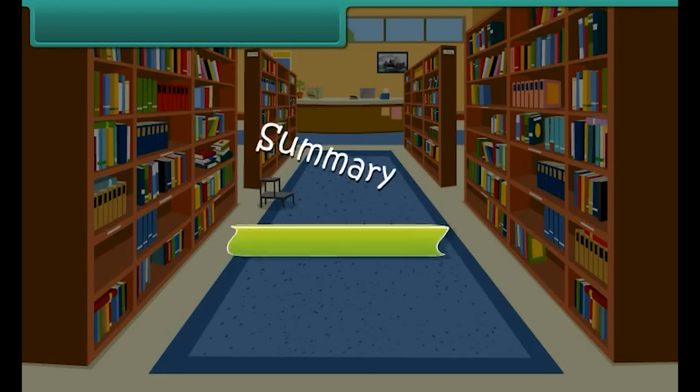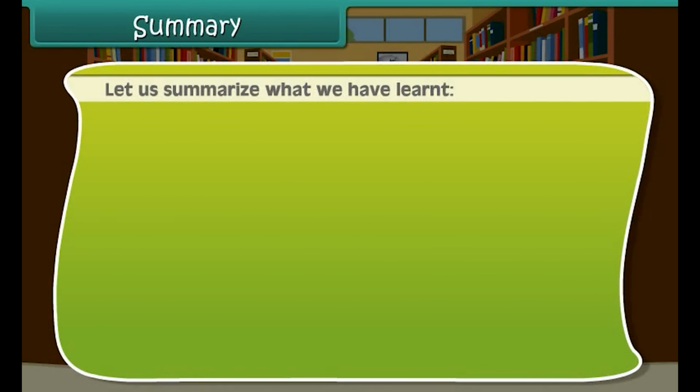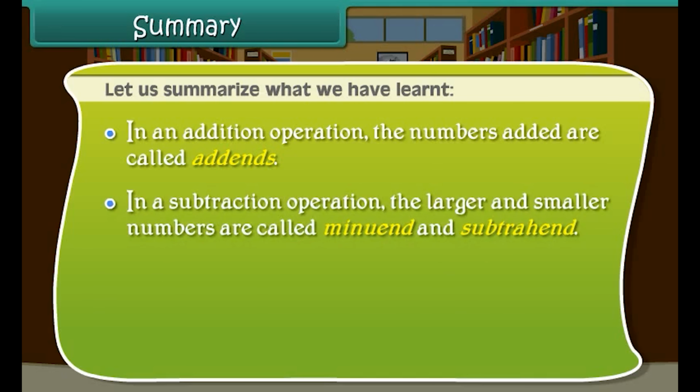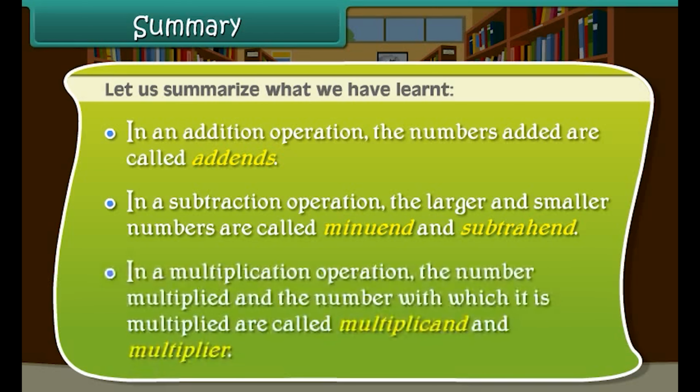Summary. Let us summarize what we have learned. In an addition operation, the numbers added are called addends. In subtraction operation, the larger and smaller numbers are called minuend and subtrahend. In a multiplication operation, the number multiplied and the number with which it is multiplied are called multiplicand and multiplier.